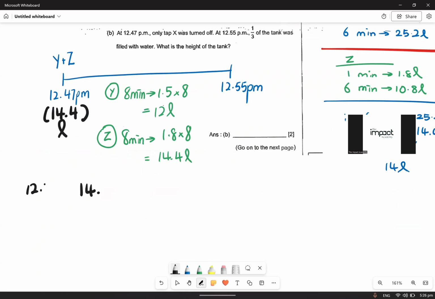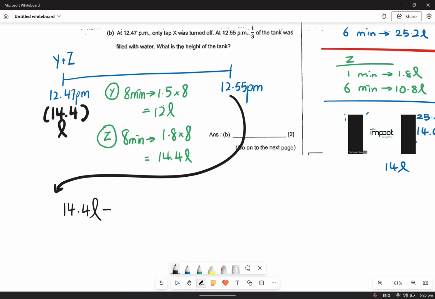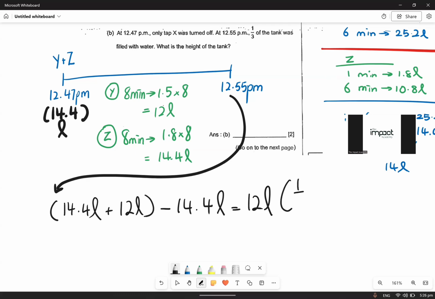So at 12:55 p.m., are you understanding? Yeah, at 12:55 p.m., you are going to have 14.4 liters minus away, or in fact, you can say plus 12 liters, right? All right, then you minus away 14.4 liters again. Correct now. So that means to say how many liters are left? 12 liters. Understand? And 12 liters is 1/3 of the tank. Do you understand or don't understand? Yeah.